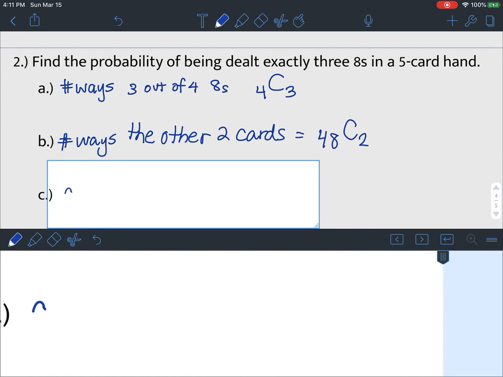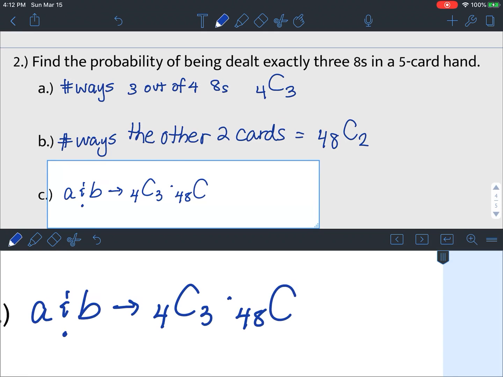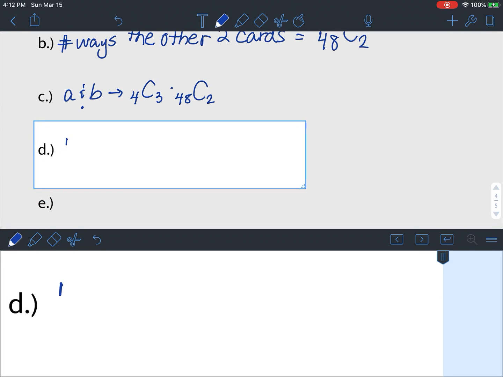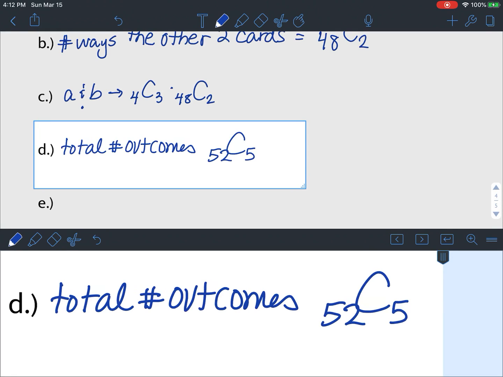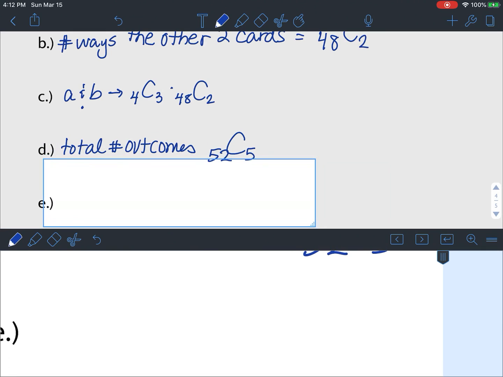Okay, then if you remember, the next step is to put A and B together. So 4C3 times 48C2. And then step D is the total number of outcomes in a 5-card hand. We already figured that one out from the one before, too. 52C5. So then we basically take step C, divide it by step D, and you should be good.